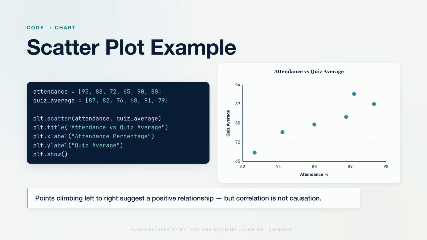Here's a simple scatter plot example. In this chart, each point represents one student. The x-axis shows attendance, the y-axis shows quiz average. If the points generally move upward from left to right, that might suggest a positive relationship. This means higher attendance might be associated with higher quiz average. However, we should be careful. A scatter plot can show a relationship, but it does not prove that one variable causes the other. Visualization helps us explore, but we still need analysis and judgment.